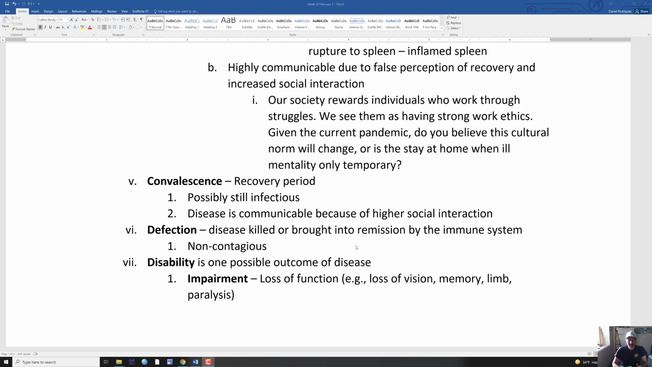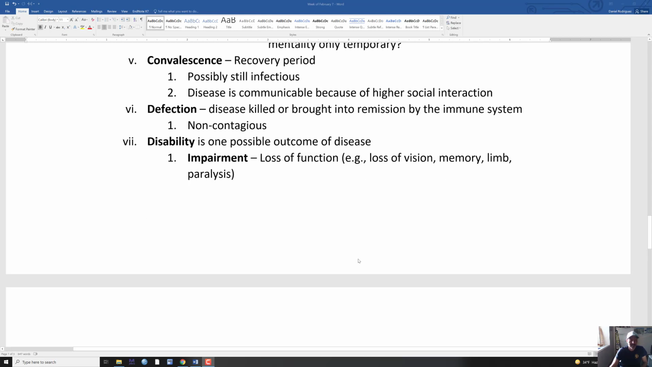Defection is when the disease is killed or brought into remission by the immune system, so you're non-contagious. Then, of course, we have disability and death. Disability and death, those are two different outcomes, both of which are not good. Of course, death being worse than disability. So let's look at disability. Actually, we can talk about this later.